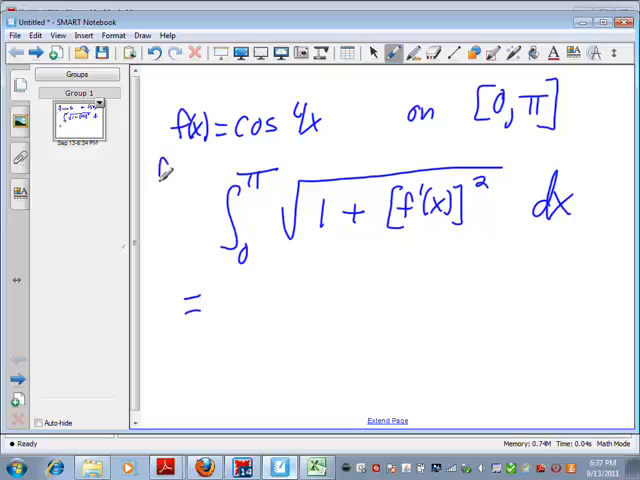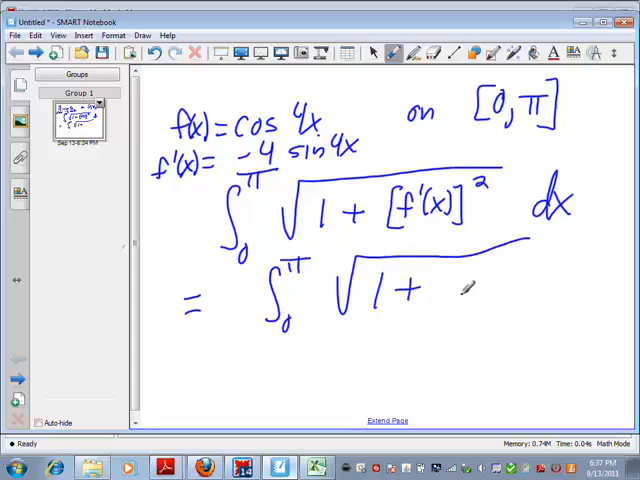F prime of x here is minus 4 sine of 4x. So the integral from 0 to pi of the square root of 1 plus 16 sine squared 4x dx. And that is the end of the game if we're playing by hand. No way to solve that one.